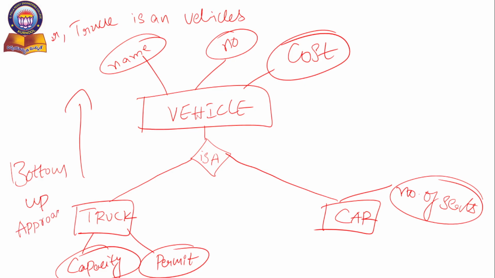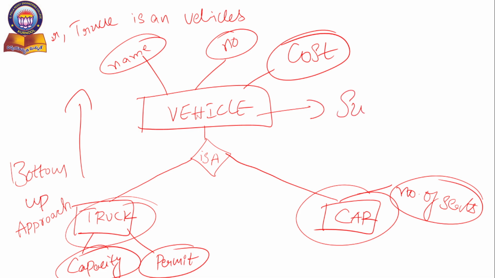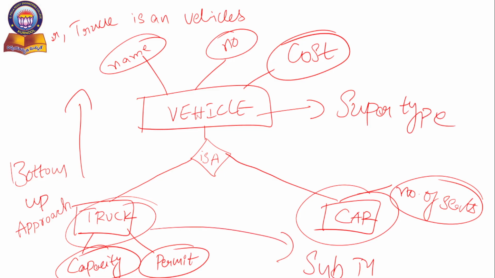Finally, a generalization relationship forms a super type from a set of subtypes. Truck and car are the subtypes, and they form the super type. Here vehicle is the super type. Here truck and car are the subtypes.